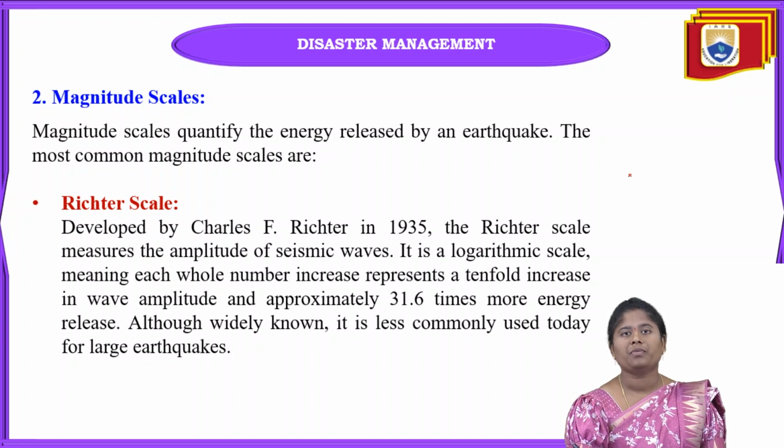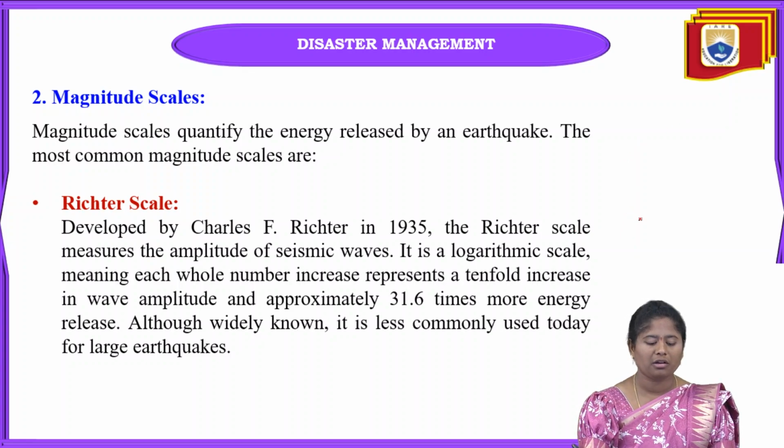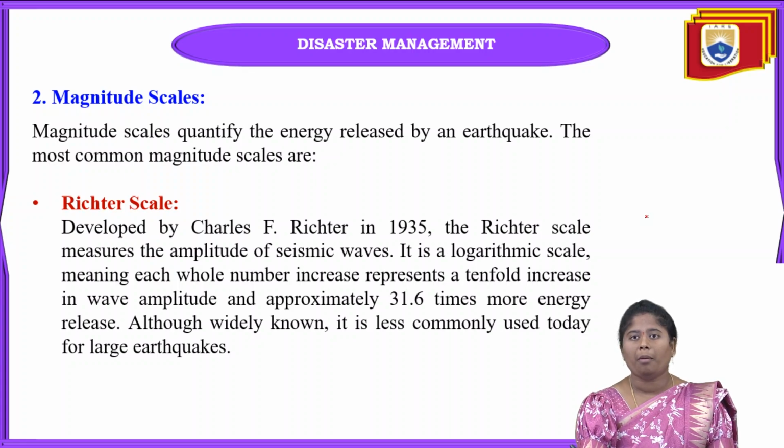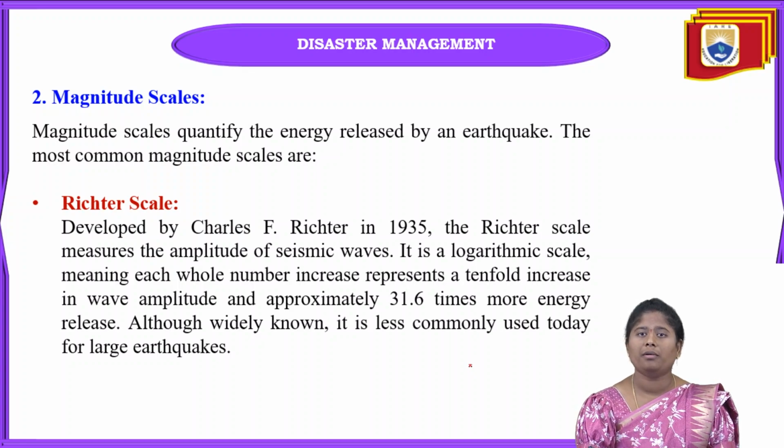The first one is the Richter scale. This Richter scale was developed in the year 1935 by Charles F. Richter. It measures the amplitude of the seismic waves. It is a logarithmic scale, where each whole number represents a tenfold increase in wave amplitude, and it records approximately 31.6 times more energy release. The Richter scale is very well known to people.